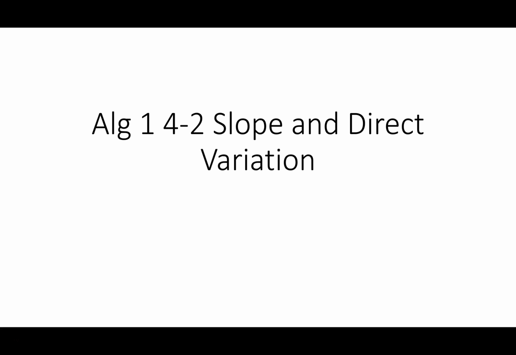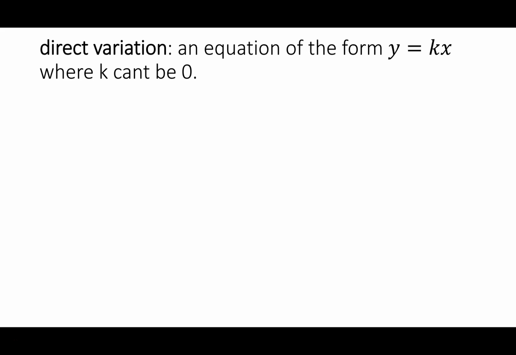All right, slope and direct variation. Let's go. Direct variation is an equation in the form y equals kx, where k can't be 0. So as long as that's not 0, you're good. That's what direct variation is always referring to.